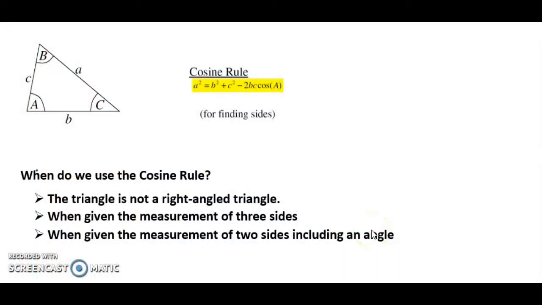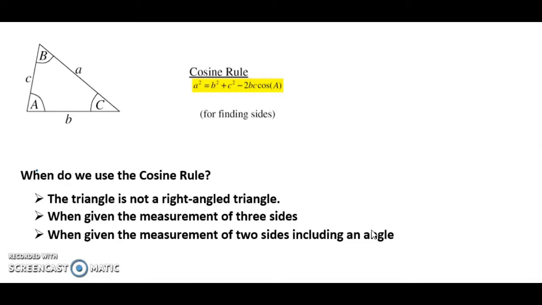Looking at the cosine rule, in order for us to use it, we are not going to use it with a right angle triangle. Once we see a right angle triangle, we should know that we can use the Pythagoras theorem to find the measurements of missing sides. We can use the trig ratios, the sine, the cosine, and the tan ratio to find the measurement of a missing side or the measurement of missing angles.